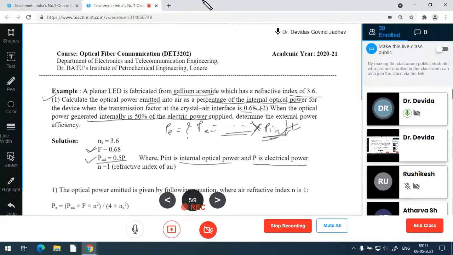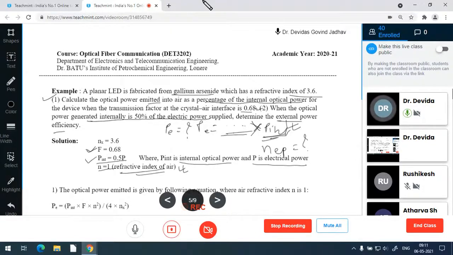Then determine the external power efficiency. So we have to find out eta EP, the external power efficiency. So we have to find out PE and eta EP. The refractive index of air is 1 because it is emitting into air. The crystal air interface is given. So the refractive index of air is 1.